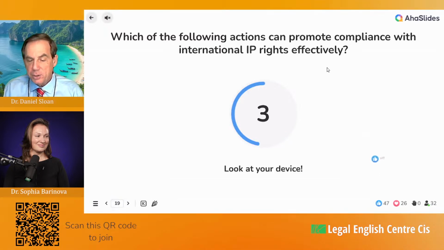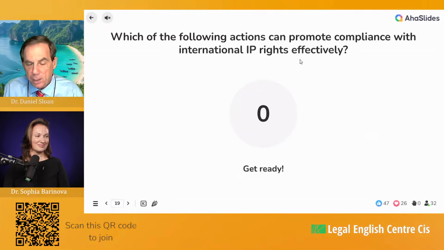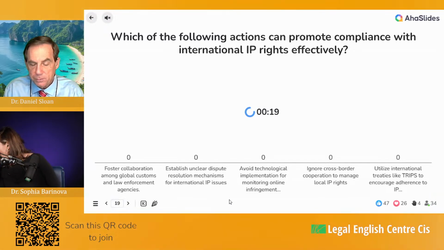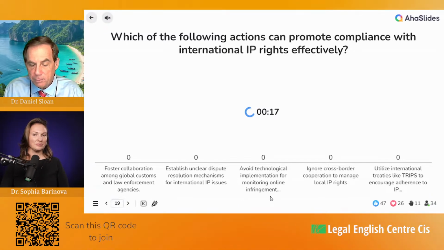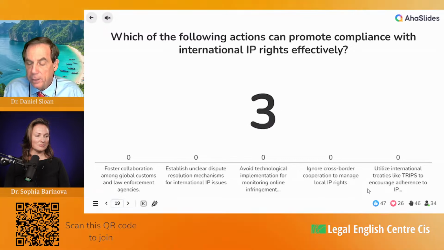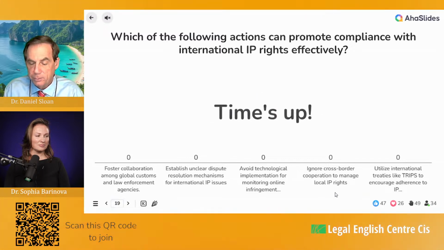Which of the following actions can promote compliance with international IP rights effectively? Foster collaboration among global customs and law enforcement agencies. Establish clear dispute resolution mechanisms for international IP issues. Avoid technological implementation of monitoring online infringement. Ignore cross-border cooperation to manage local IP rights. Or use international treaties like TRIPS to encourage adherence to IP regulations.